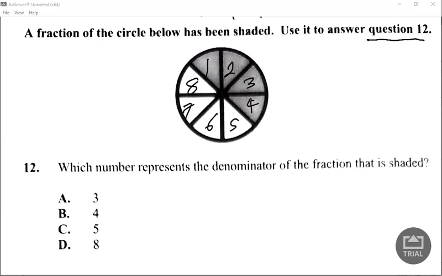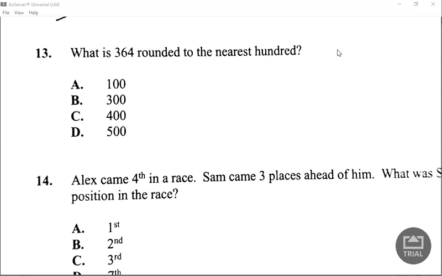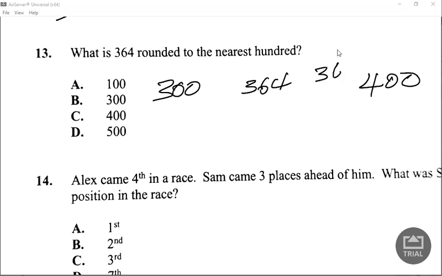Number 13 says, what is 364 rounded to the nearest 100? So let's look at this. The nearest 100 can either be 300 or 400. To get to 400, we need 36. While we'd have to drop off 64 to get to 300. So 64 is larger, so that means we are closer to 400.